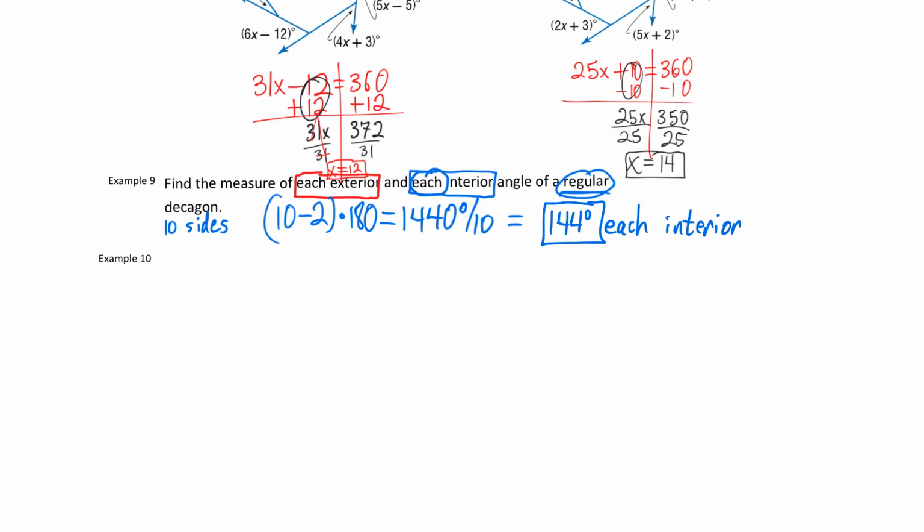Now, like what we talked about today, I want to find the measurement of each exterior, and this is a regular decagon. So everything's the same here. All the sides are the same. So how am I going to find the measurement of each exterior? Good. There's a total of 360 degrees. There's 10 angles, 10 exterior angles. They're all the same. So what's that going to give me? 36. So 36 degrees is going to be the measurement of each exterior angle.